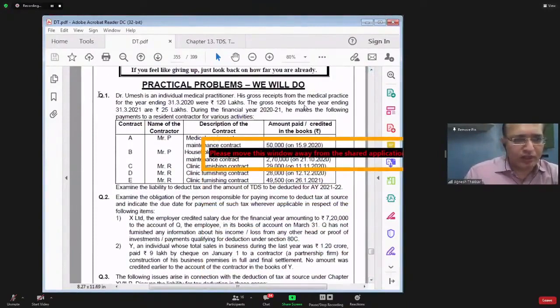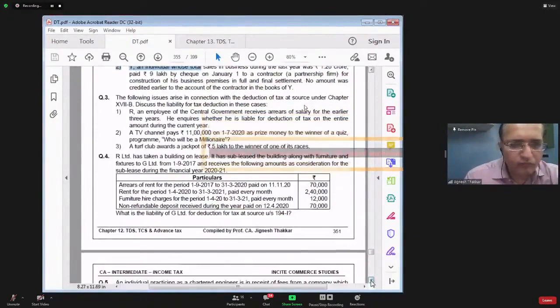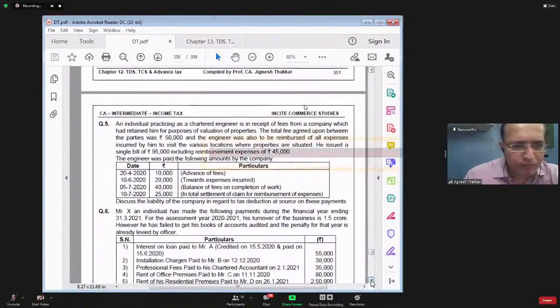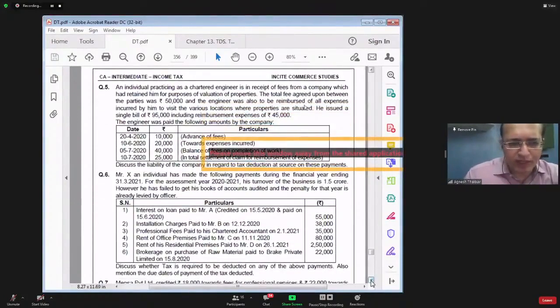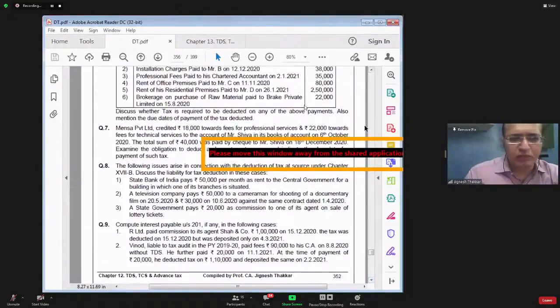Yes. Question number 1 is over. 2 is also over. 3 is over. 4 is over. I think 5 is pending. Question number 5 is pending. Correct? 5 and 7 are pending, so we'll complete question number 5 and 7. Then we'll move on to 9 and 11.